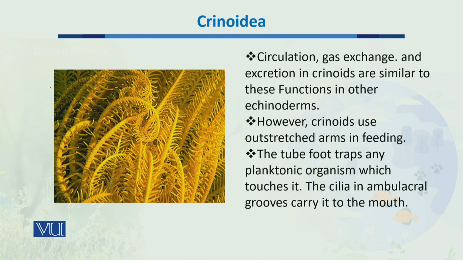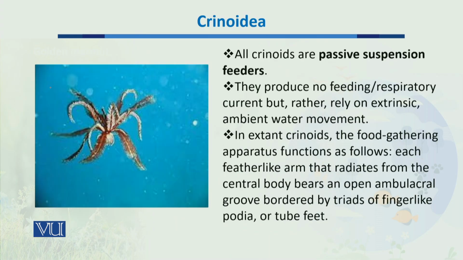However, some distinct features of crinoids are that they can outstretch their arms and attach different organisms, and then they can retract those arms and bend them into their mouth, and they can feed. The tube foot traps any planktonic organisms which touch it, and then the cilia present on the ambulacral groove carry those plankton to the mouth of the crinoid.